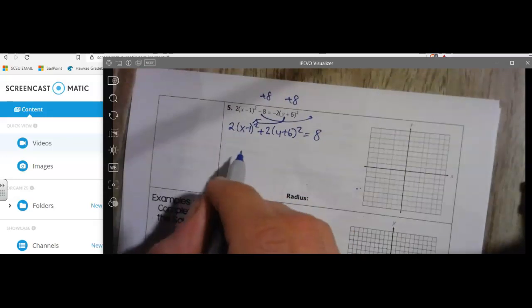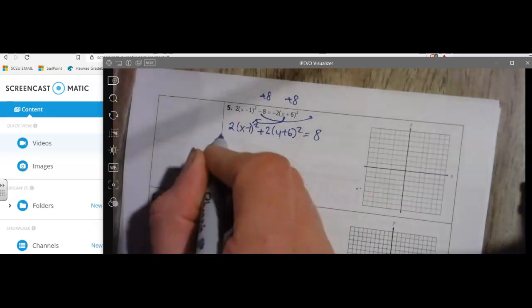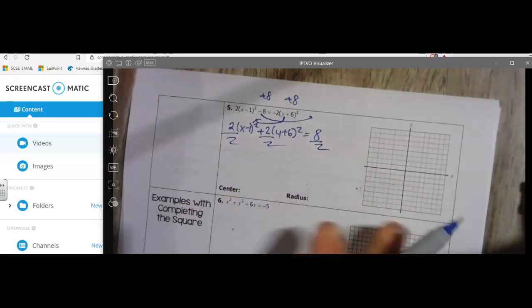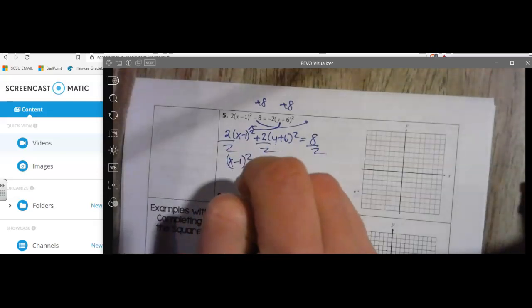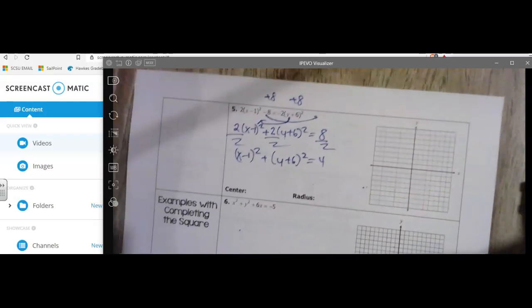But we're not done yet, because of this 2 and because of this 2, I have to do something else. I have to divide out by 2, 2, and 2. Whatever I do to one term, I have to do to all terms. Then I'm left with x minus 1 squared plus y plus 6 squared is equal to 4. And that is in the right format for the circle.